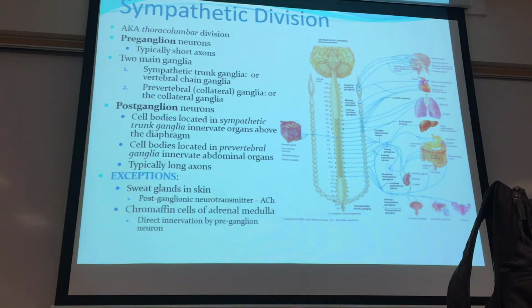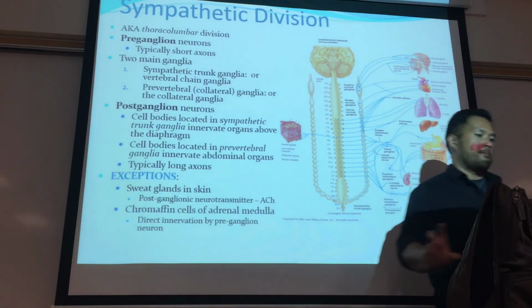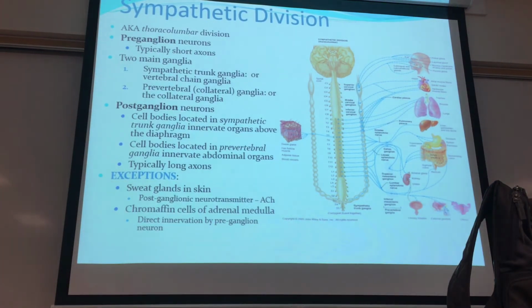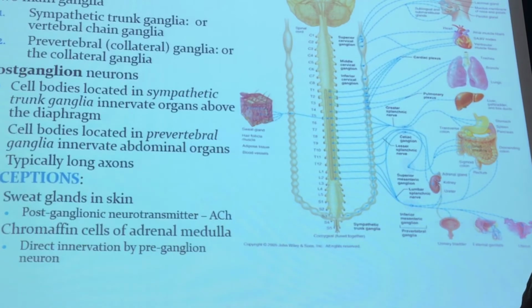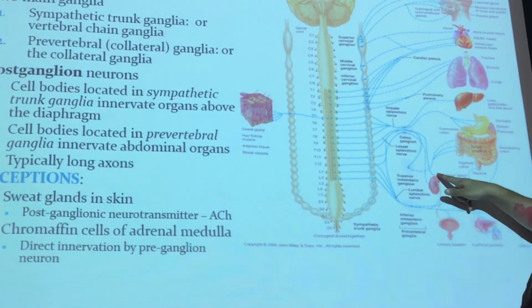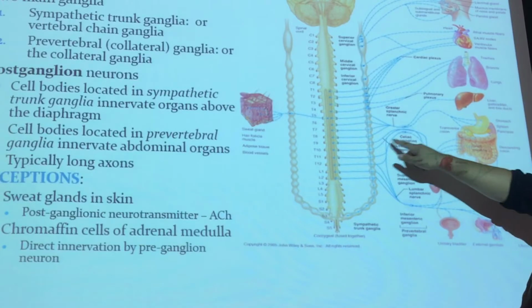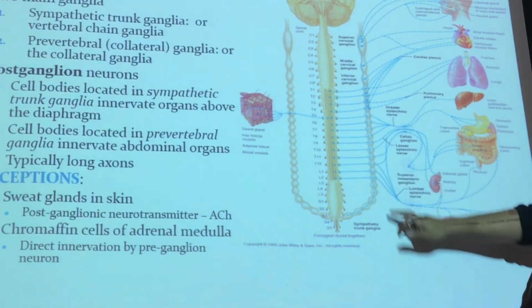Now, a couple things I wanted to mention, because I did mention a couple exceptions to the rule. The two main ones, let me start off with point number 2: chromaffin cells of the adrenal medulla. If we take a look at the adrenal glands, the little hats on top of the kidneys, the target for the adrenal glands is going to come out between T9 and T10.